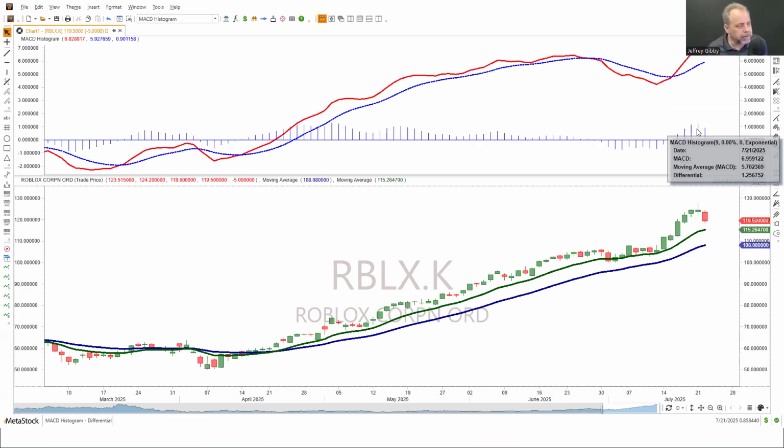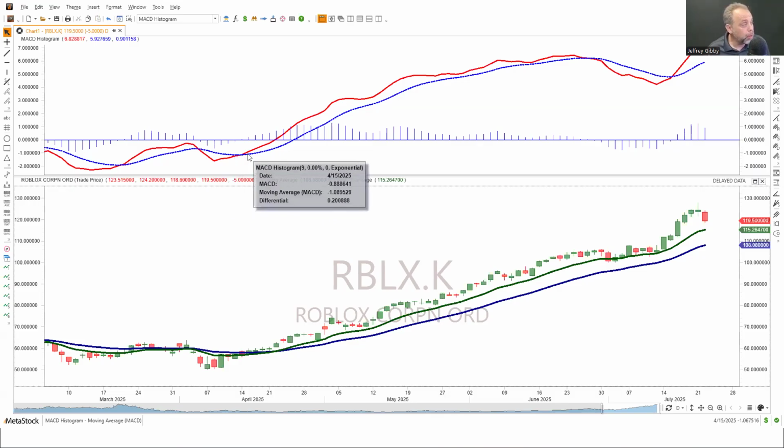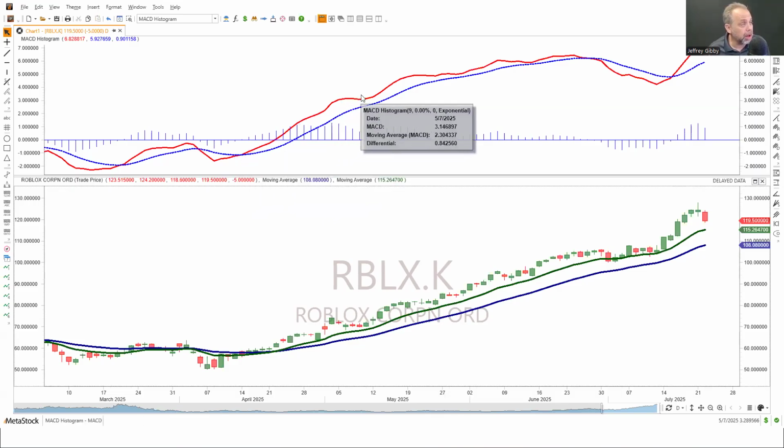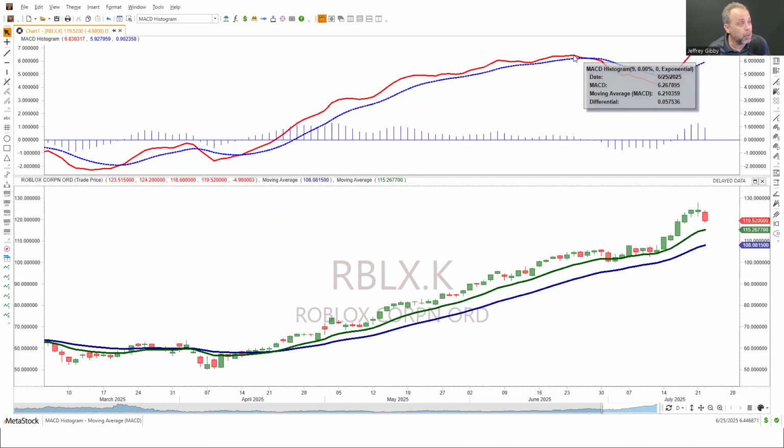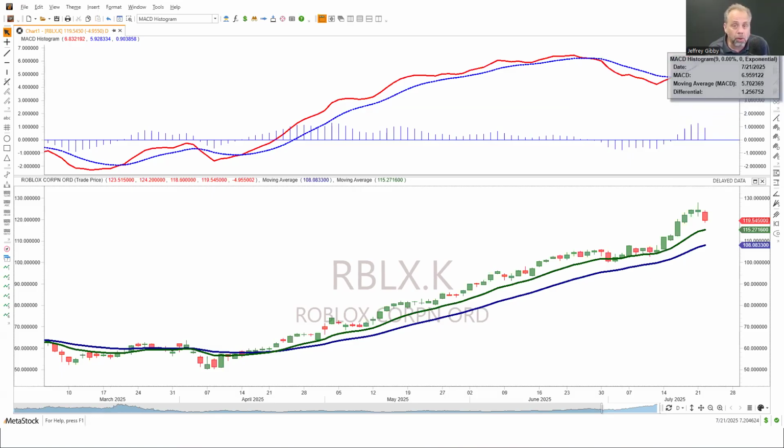So with the signal line right here, when we cross up above the signal line, and we've been up above the signal line for quite some time on Roblox, you're going to say that the MACD is bullish. When it comes down below the signal line, you're going to get bearish. So it was bearish for a little bit. It just got bullish again, right about here.